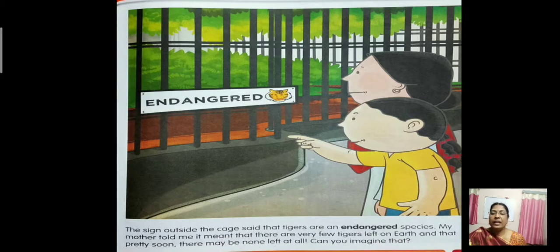Endangered species. My mother told me it meant that there are very few tigers left on earth and that pretty soon there may be none left at all. Can you imagine that? So who told her about this endangered species? Mother says that endangered species means there are very few tigers on earth. Can you imagine an earth without tigers, children? So what is going to happen?